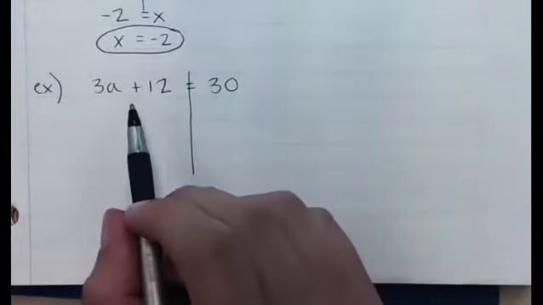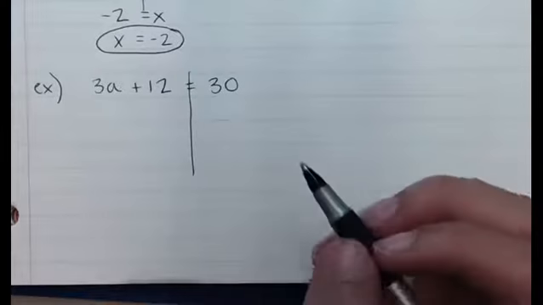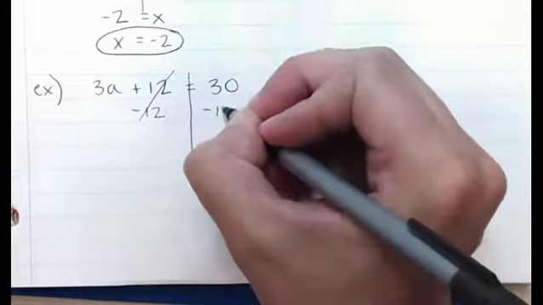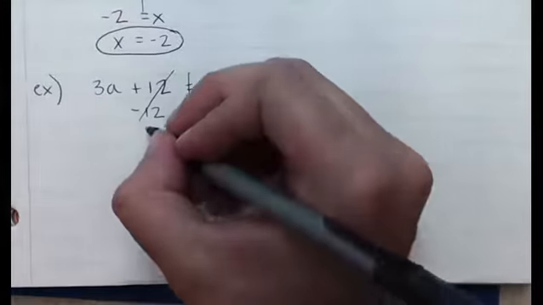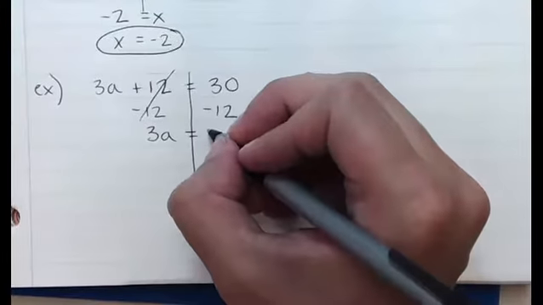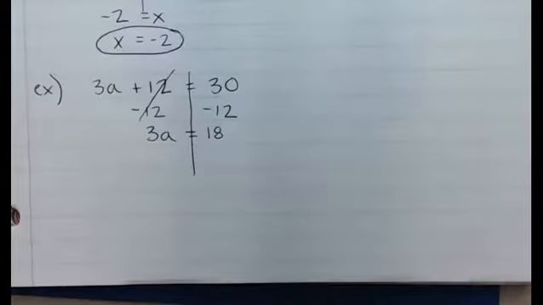Okay, so first thing I want to get rid of the number not attached to the variable. So I'm going to subtract 12 on both sides. So I end up having 3a is equal to 18.